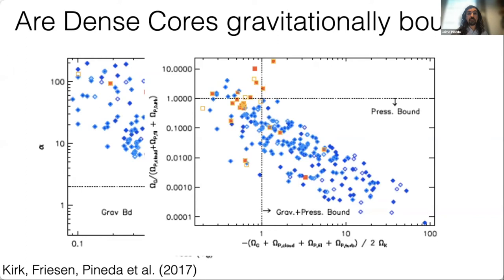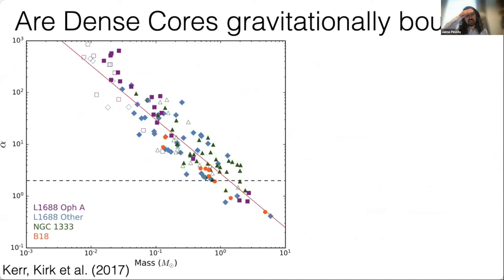So in this case, Helen got a really great student, who was looking at the other regions in the DR1 release. And they plotted basically the virial parameter for all the objects that were in the SCUBA catalogs. And here you can see again that if you only take into account turbulence and gravity, the cores don't have enough mass to keep them bound. They need something else. Almost everything is above 2.